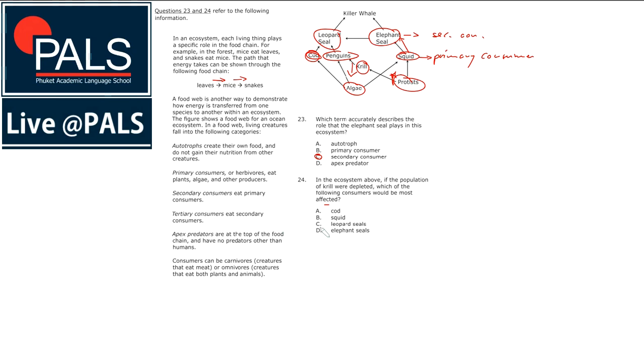So it's either the leopard seal or the cod. I would probably go for the leopard seal because it's the one that makes the most sense, I guess. If krill decreases, that means penguins decrease, and if penguins decrease, then leopard seals are affected as well.